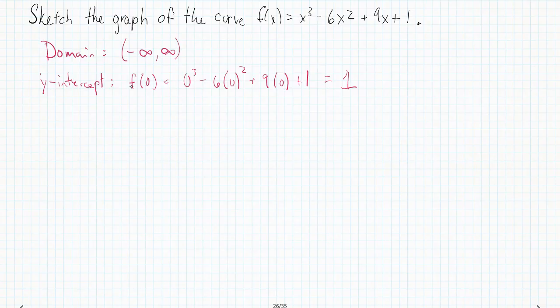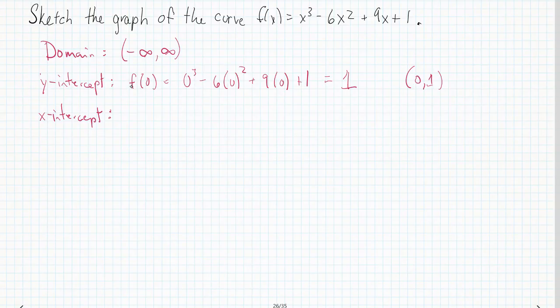Alright, so now we have that. So (0, 1) is on our graph. The x-intercept, let's take a look. That's not going to be so obvious right away. So there's a rule of signs, Descartes' rule of signs.